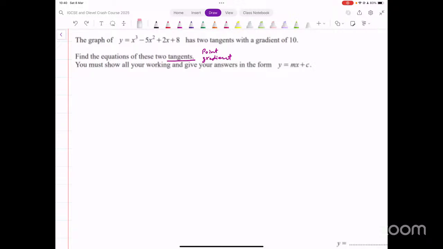Okay. But we do not know any point in this case. Points are not known. We don't know what points the tangents are made at. So we don't have those points. We have to find those points in this case. Now, how can we do that? The information that's given is that the tangents have a gradient of 10.